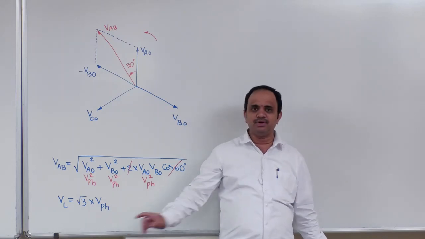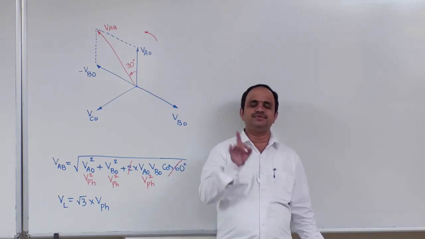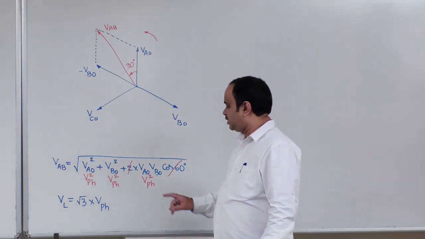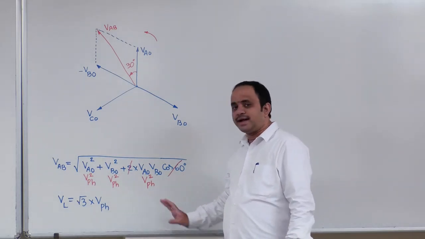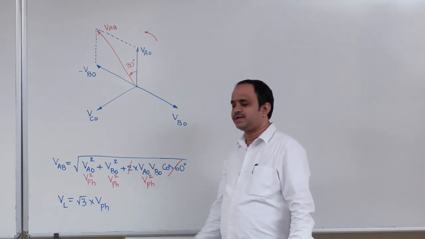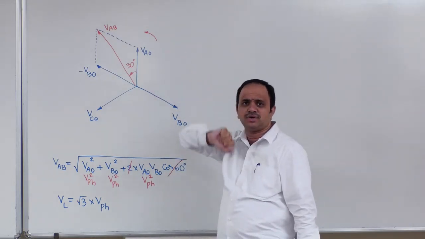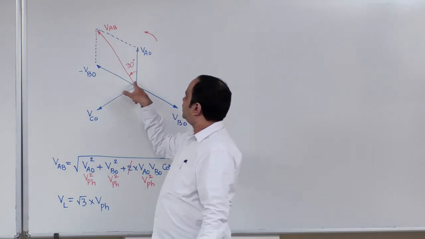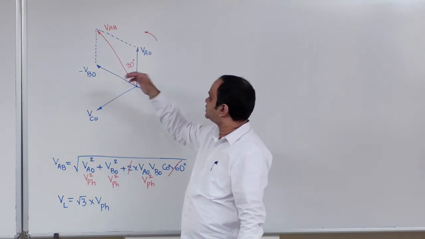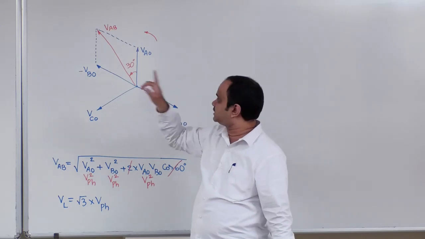That formula is applicable only for a balanced system. Magnitudes of the three sinusoidals will be the same, and the phase angle between any two sinusoidals will be 120 degree. Under those conditions only the line voltage equal to root 3 times phase voltage formula will be applicable. Therefore, from this I can have two conclusions. One is that line voltage has a different magnitude with respect to phase voltage. Next, this particular VAB leads VAO by 30 degree.